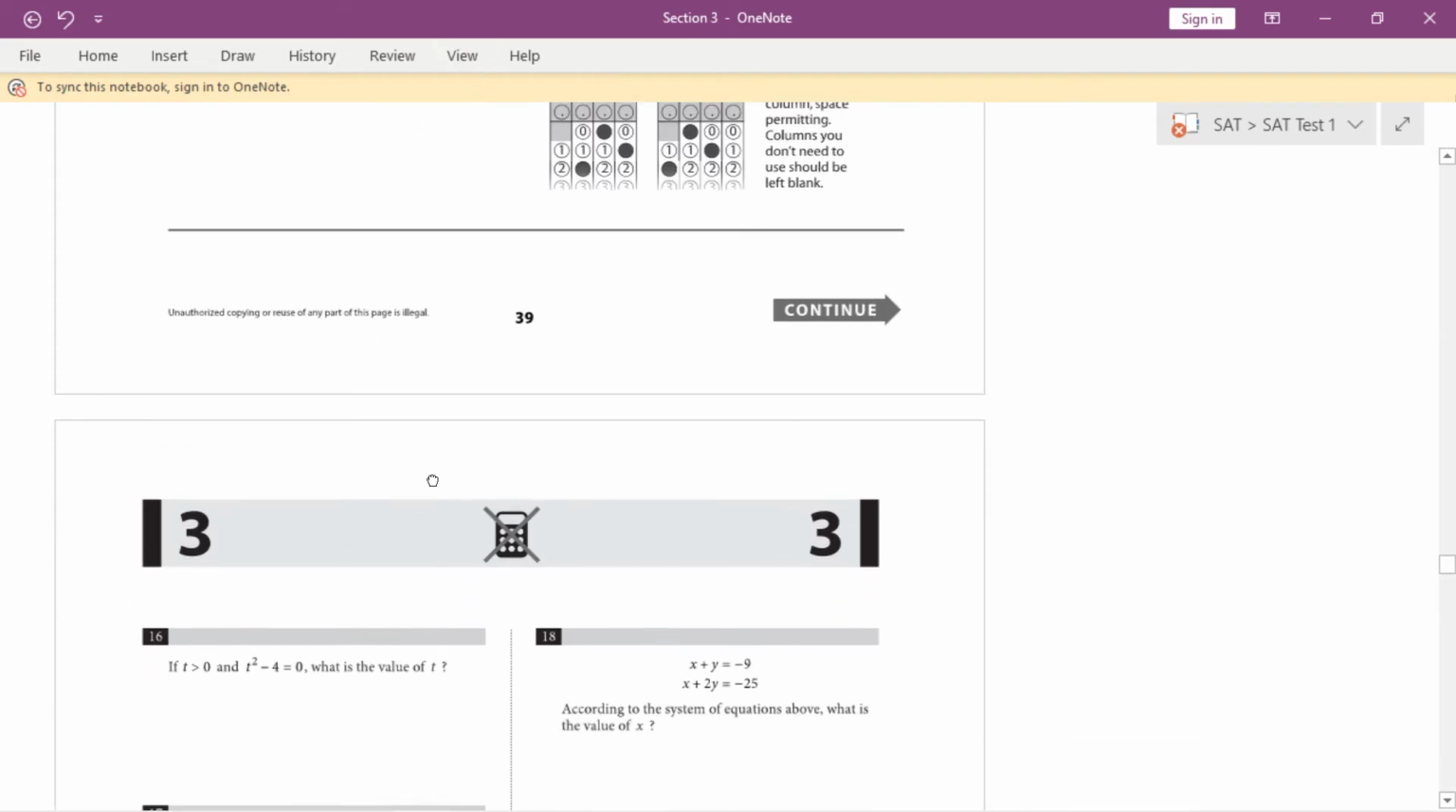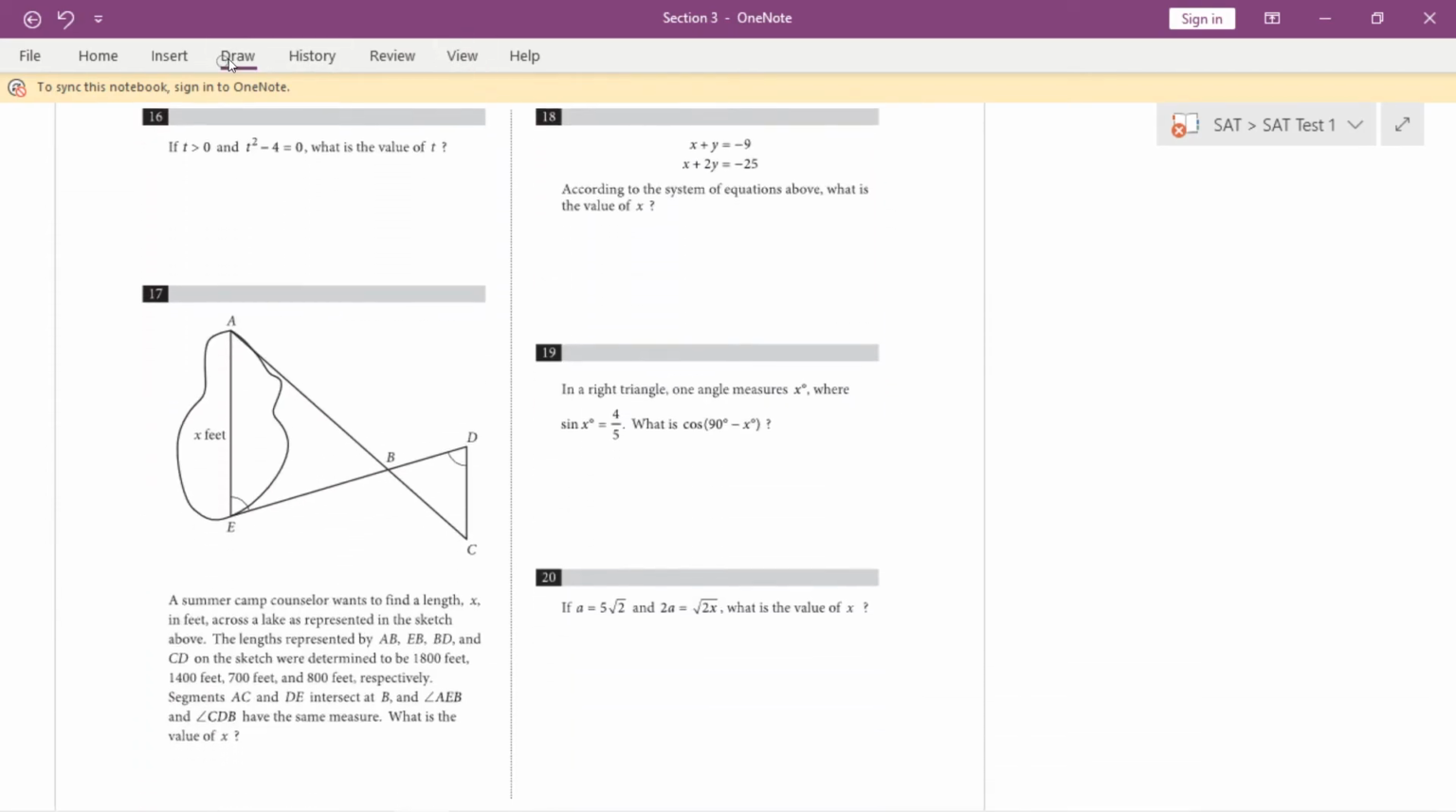Alright, we are finally up to Grid-ins. Almost done. Number 16 says if t is greater than 0 and t squared minus 4 is equal to 0, what's the value of t? Well, t squared minus 4 is a difference of perfect squares, so I'm going to separate it into t plus 2 and t minus 2 and set equal to 0. Which means t has to be equal to plus or minus 2. Those are my two answers.